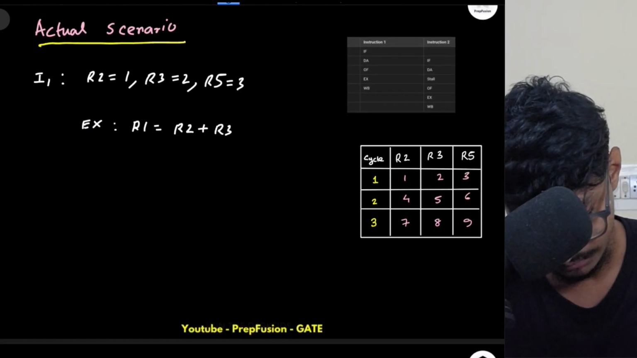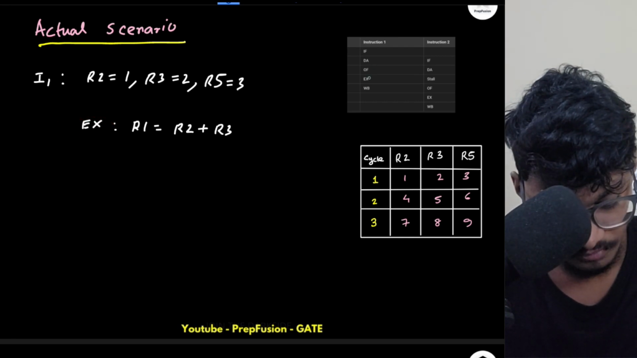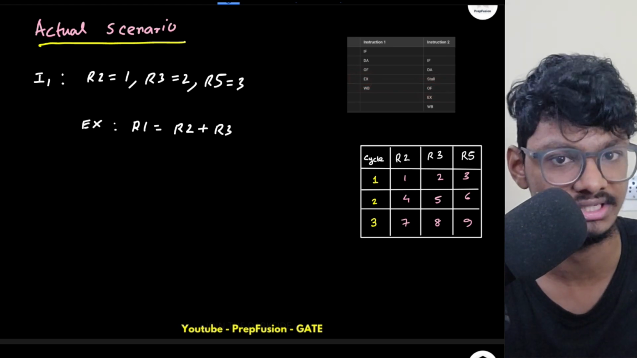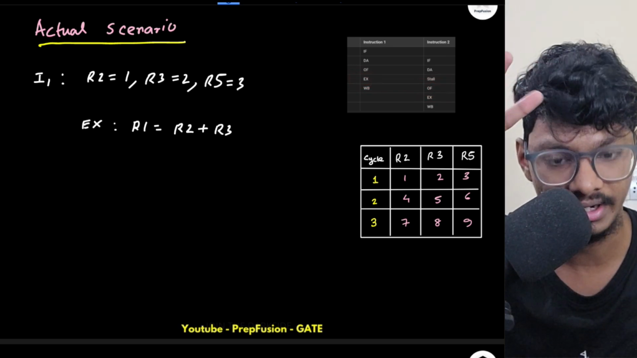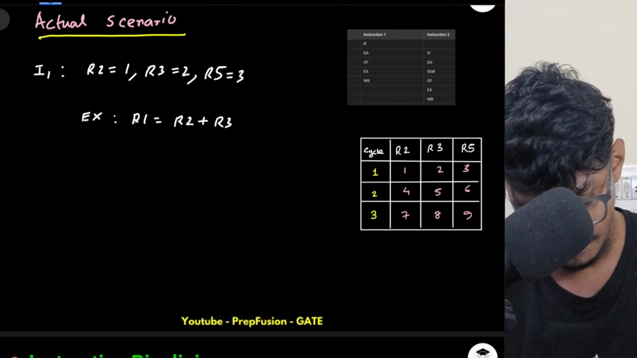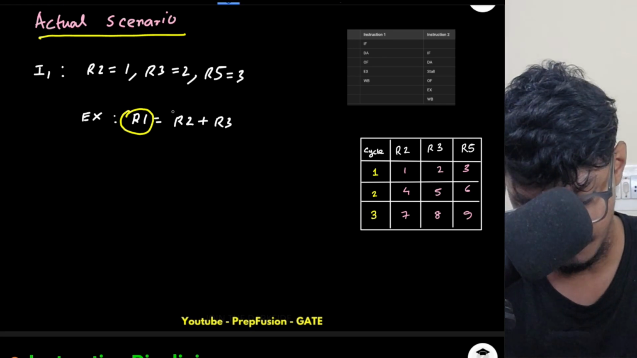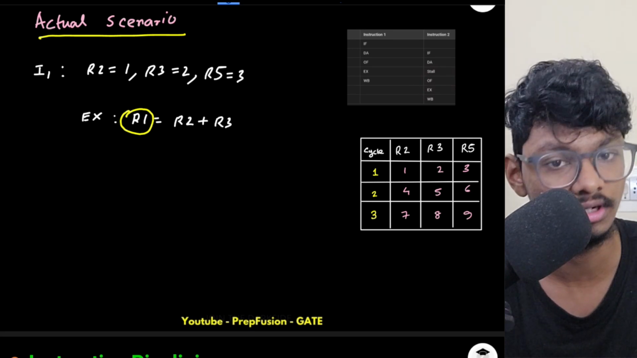So it will add R2 and R3. But the problem is that simultaneously, as I'm doing this execution, I am fetching the operands for the second instruction, that is, for the subtraction. That should not happen. I should only fetch the second operands after finishing this addition, because R1 is dependent. Only after the value gets updated should I use it in the second instruction.